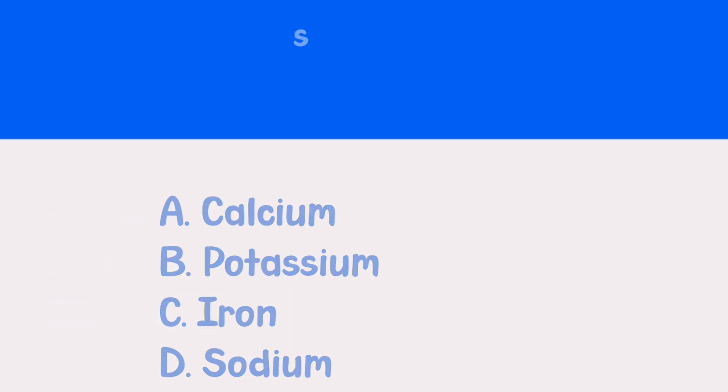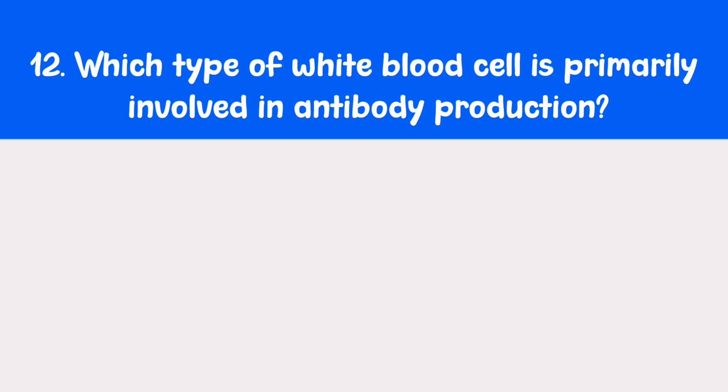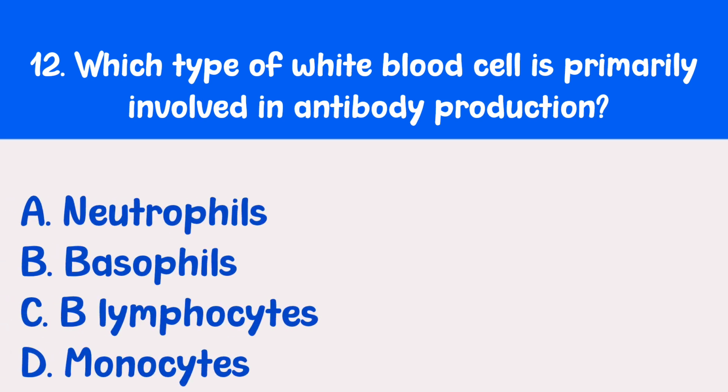Question number 12. Which type of white blood cell is primarily involved in antibody production? A. Neutrophils, B. Basophils, C. B lymphocytes, and D. Monocytes. Our answer here should be C, B lymphocytes. B cells differentiate into plasma cells that produce antibodies during an immune response.